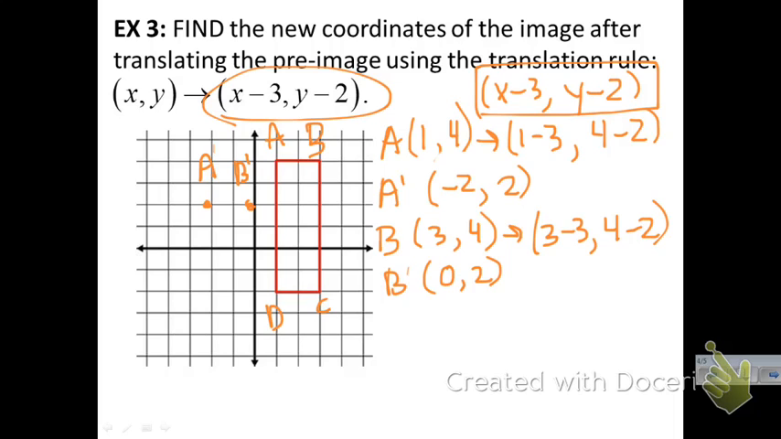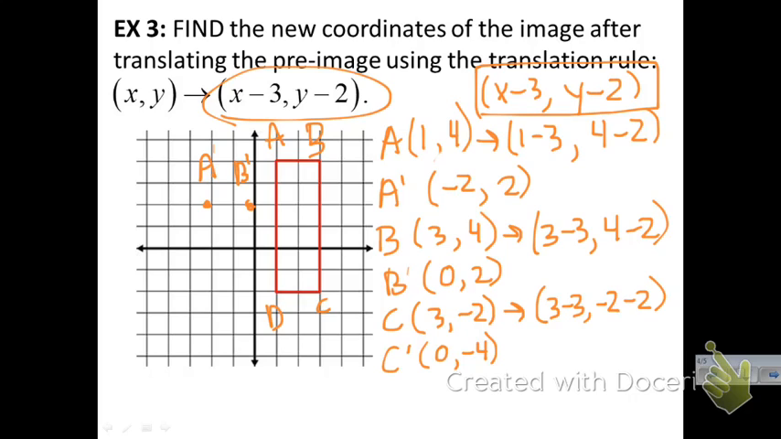We're going to continue doing this for C. C is located over 3, down 2. So we're going to apply that rule, which says we have to take 3 and subtract 3, our x value, and our y value, negative 2, and subtract 2. That gives us C prime at 0, negative 4. So we graph that point over 0, down 4. And then our last one, I'll do it across the bottom.